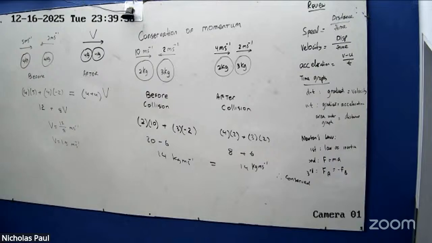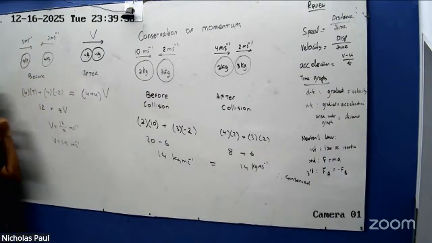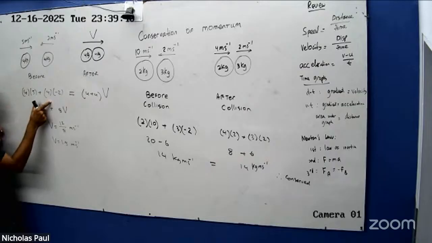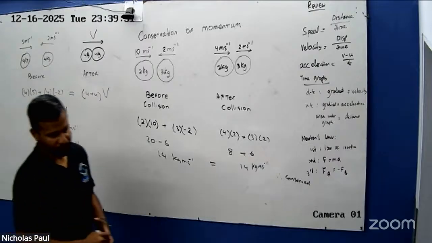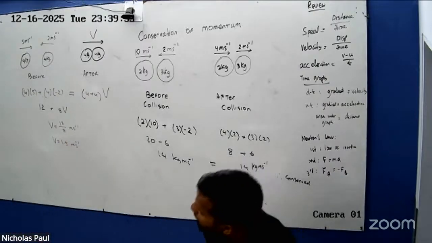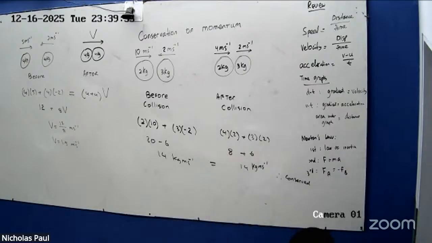It's important that we set up a nice little diagram, work out everything before, everything after, and then solve. So 1.5. Okay with that? Great. Any questions online?